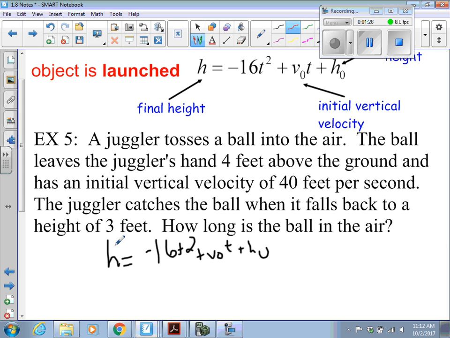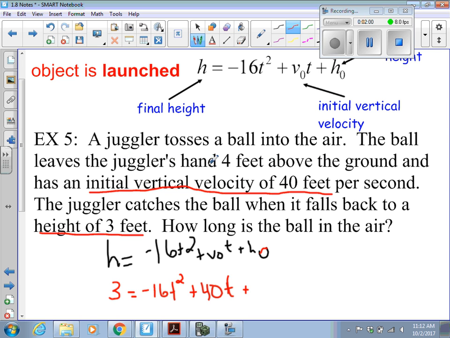So our h is where the juggler catches the ball, and it looks like he catches it at the height of 3 feet. So we're going to put 3 in for h. Now remember, negative 16t squared never changes. Now v naught, remember, is our initial velocity. It tells us that our initial vertical velocity is 40 feet per second. So all we have to do is plus 40, because that's our v naught, and then our t stays exactly the same. Then plus our h naught. Remember, that's our initial height.